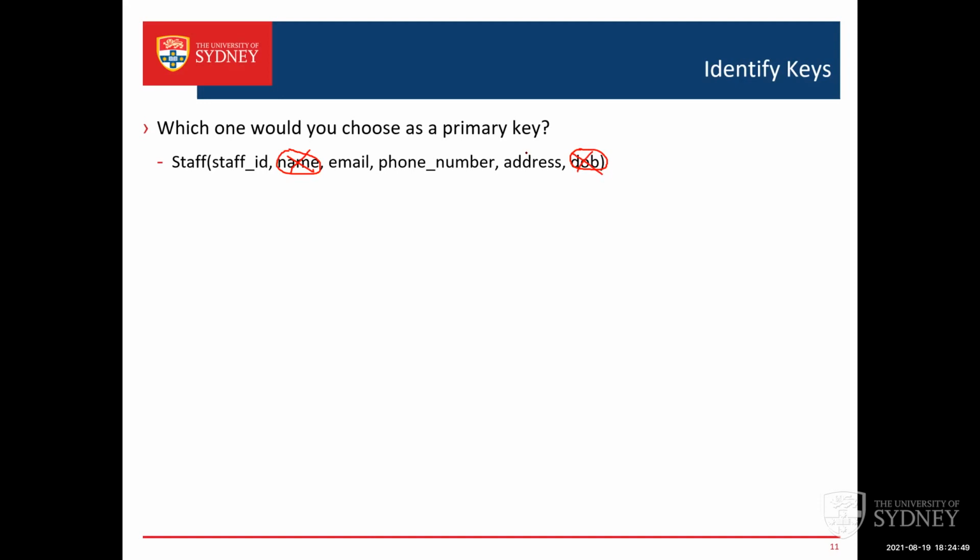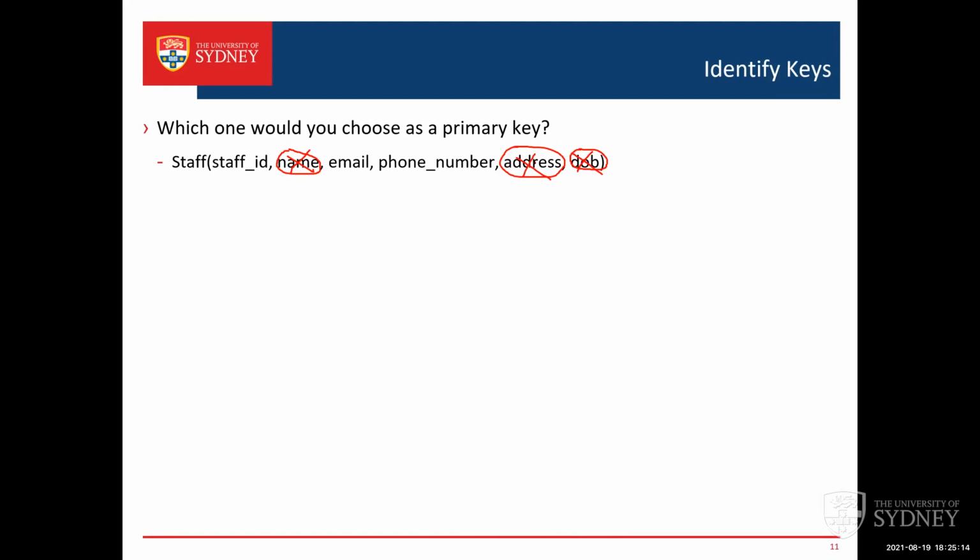What about address? Can address be a primary key? Sorry, candidate key? No, because two staff can live in the same house, can have the same address, right? So the rest of the things that we have, staff ID, email, and phone number, those will be unique for each staff, right?